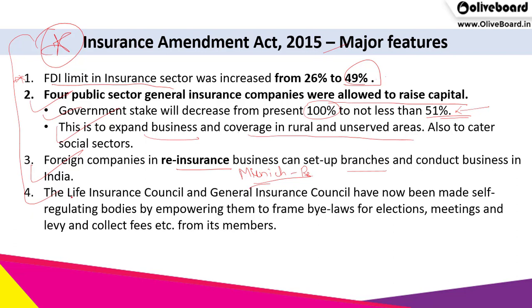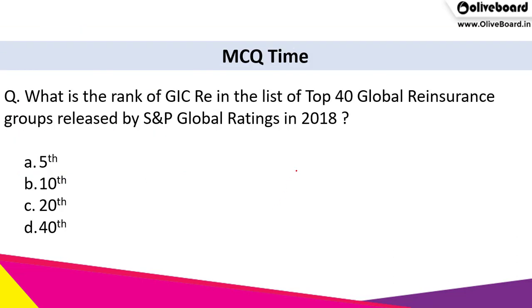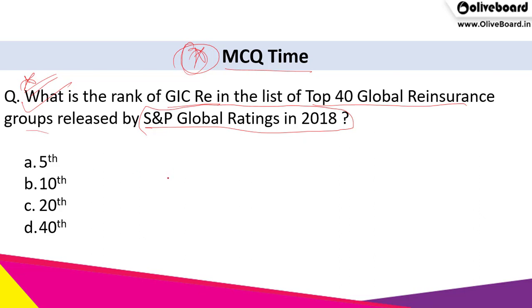The Life Insurance Council and General Insurance Council have been made self-regulating bodies. So these are the main features or main amendments. Now the last MCQ: what is the rank of GIC Re in the list of top 40 global reinsurance groups released by S&P Global Ratings in 2018? Very important question. So you have to answer this and put the answer in the comments. If you don't know the answer, you can Google it, and you will also find the largest company in the world, which I've already told, Munich Re.